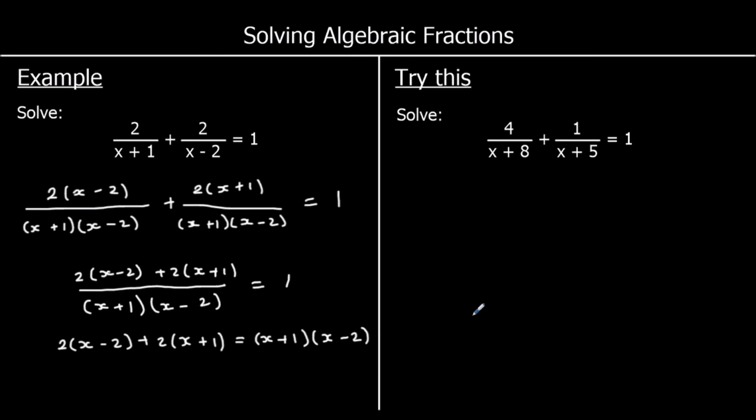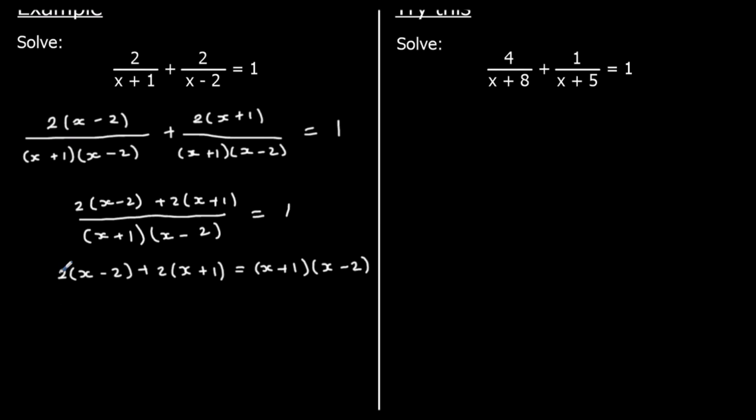Now I'm going to expand all of these brackets. So 2 times x is 2x. 2 negative 2s are negative 4. 2 times x is 2x. And 2 1s are 2. And that's the left side done. Now for the right side, x times x is x squared. X times negative 2 is negative 2x. 1x is x. And 1 negative 2 is negative 2.